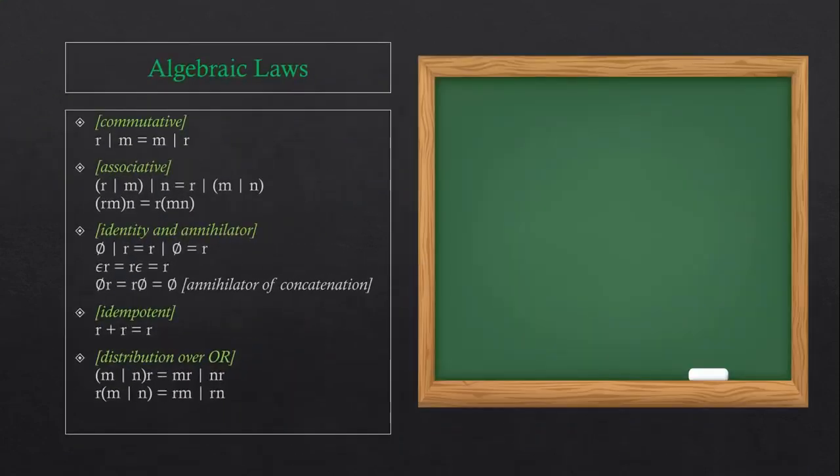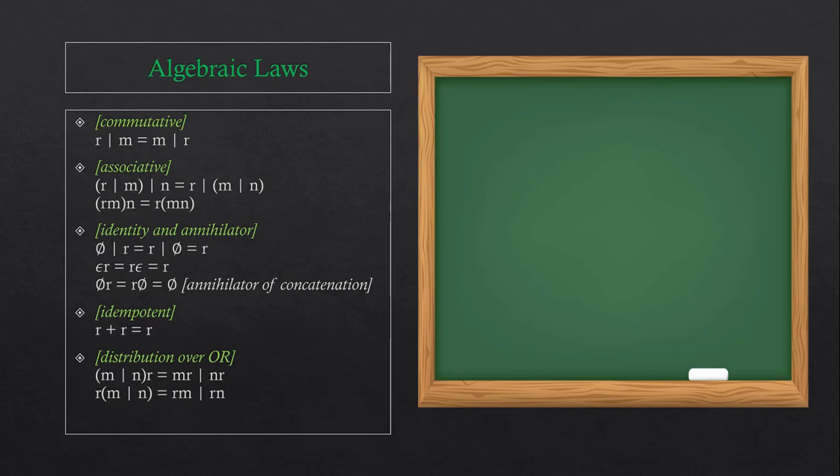So we are back to the properties of regular expressions. Now these are pretty straightforward high school stuff, so I'm not going to go over all of this. I'm going to show you just a couple of important things. First of all, we can see that the regular expression are commutative when it comes to the operator OR.